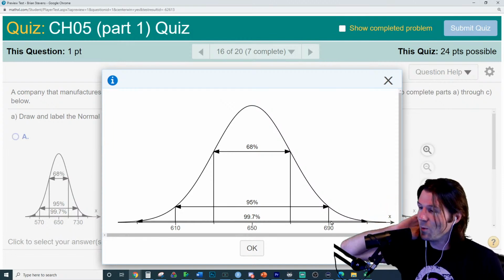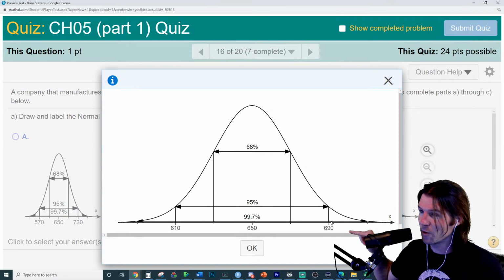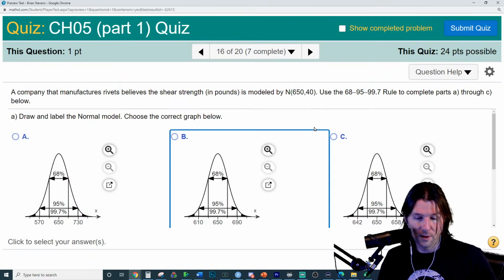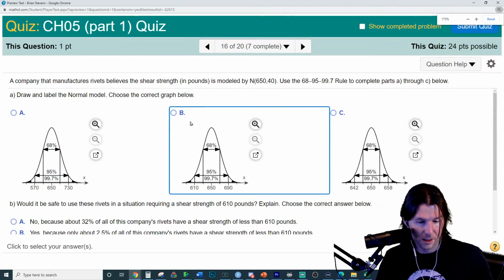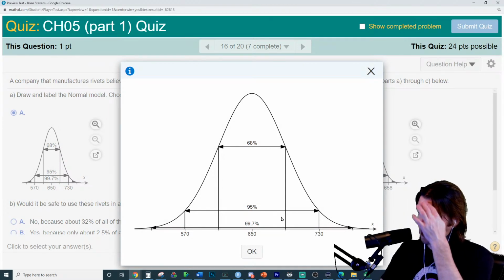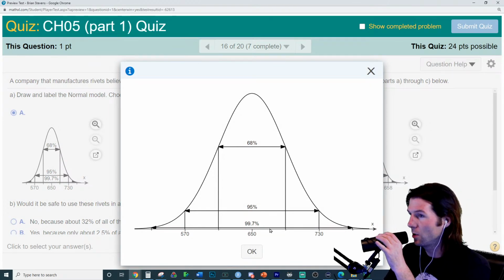Yeah, we've been doing 1, 2, 3 for so long that they throw a curveball at you, and then now you're looking at right here. The proper answer is going to be this one. The reason being is because the standard deviation is 40, and it is 2 standard deviations.